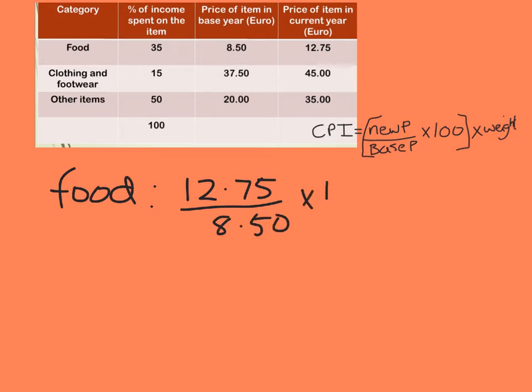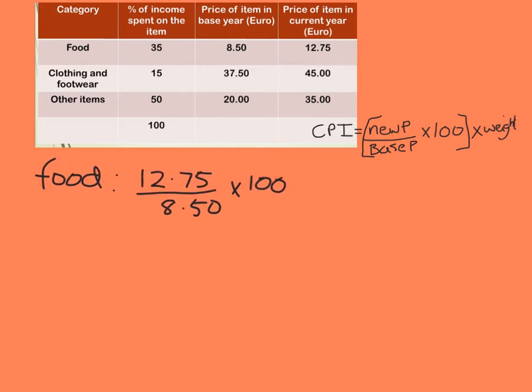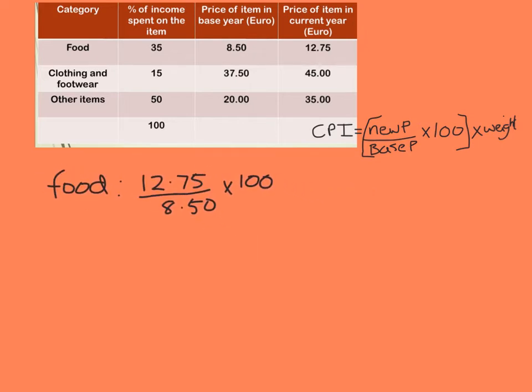and we're going to multiply that by 100, and then the answer that we get, we're going to multiply that by the weight. So the answer I get is 150, and then I multiply that by the weight. We can see up here that the weight for food was 35, so that's 35% of your income. And then the answer we'll get for that is 52.50.